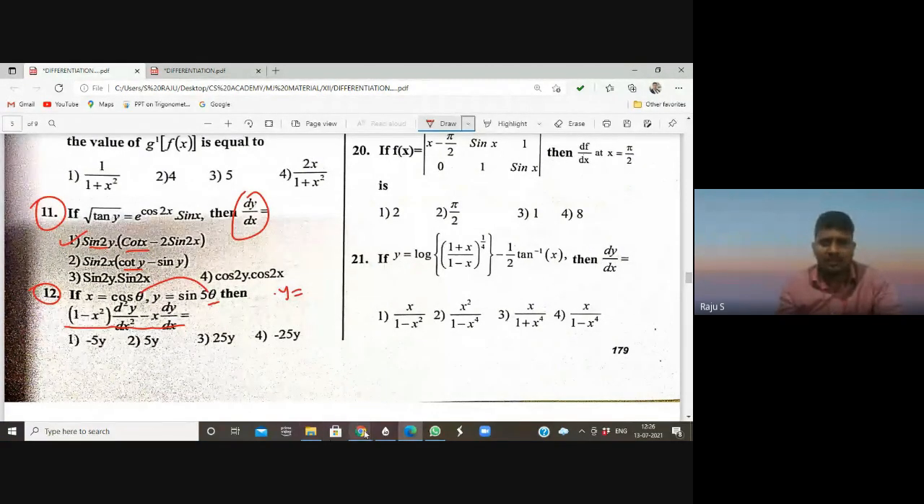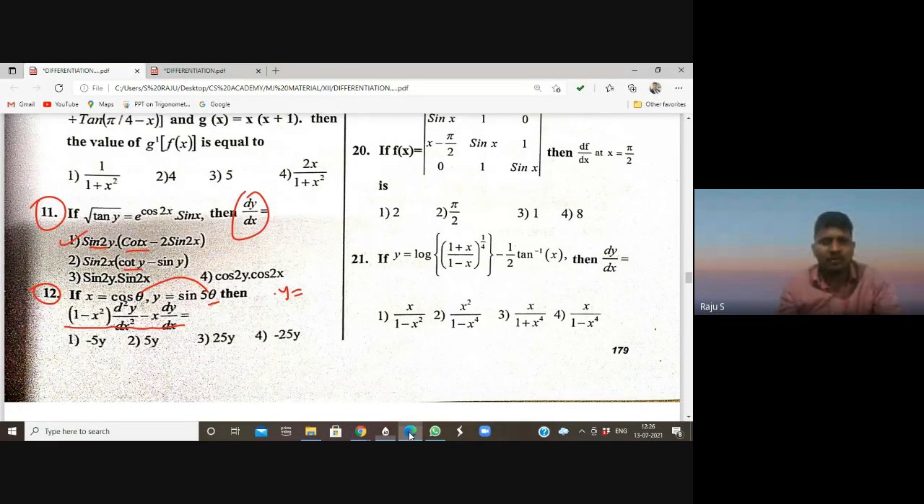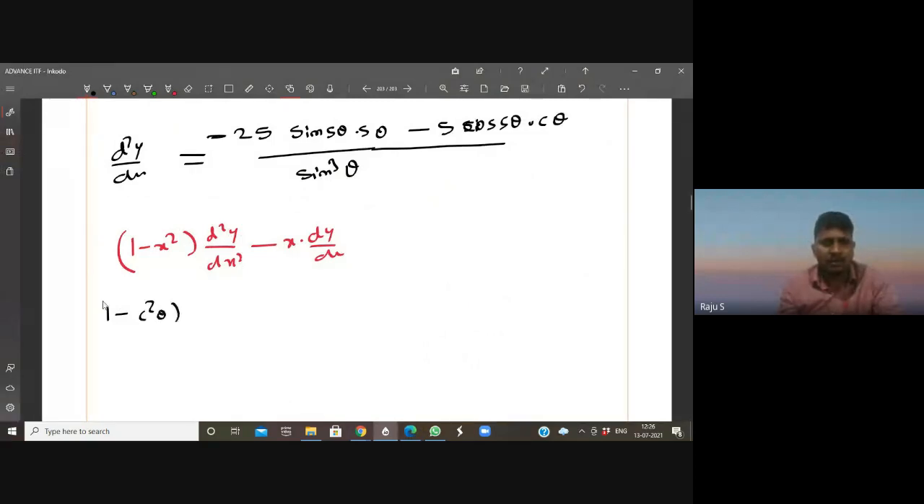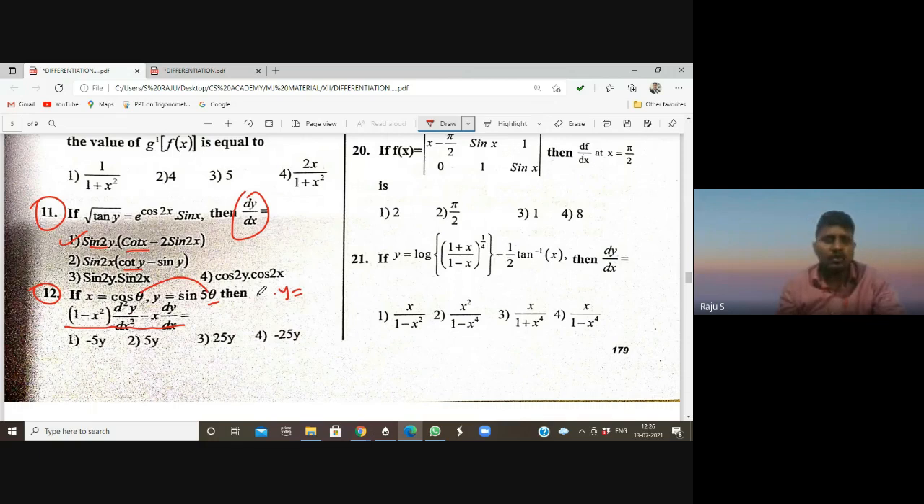Verification method. Generally, now here we have to substitute the x value. What is 1 minus x square? The x value is clearly cos theta, so 1 minus cos square theta into d square y by dx square, and minus x value, again cos theta, into dy by dx. It is too lengthy to simplify, so you can substitute theta equal to 0. When you substitute theta equal to 0, we get y value 0, x value 1. 1 minus 1 is 0, so 0 minus 1 into dy by dx.